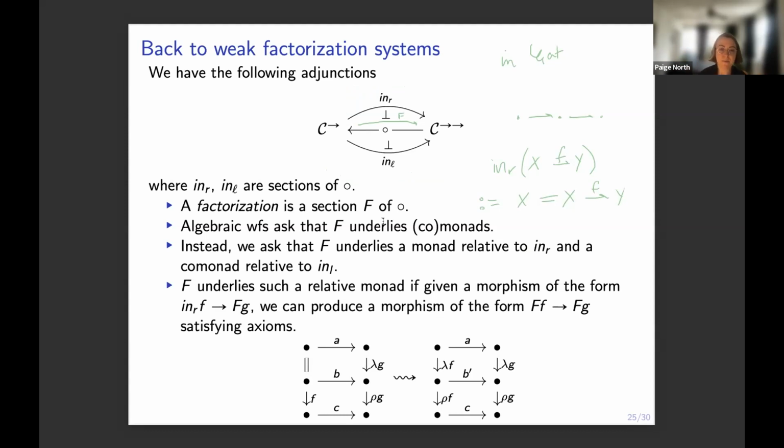So F underlies a relative monad if given a morphism of this form, which I'm illustrating here. So a morphism of this form in right is this guy. The factorization I'm writing as lambda and rho as usual on this side, and a morphism consists of three maps like this that make everything commute. So if given a map like this, we can produce a morphism of this form, FF to FG. So we factor F and G, satisfying some axioms that I'm not going to write down.